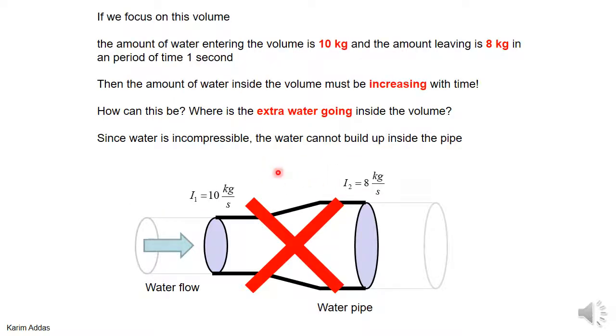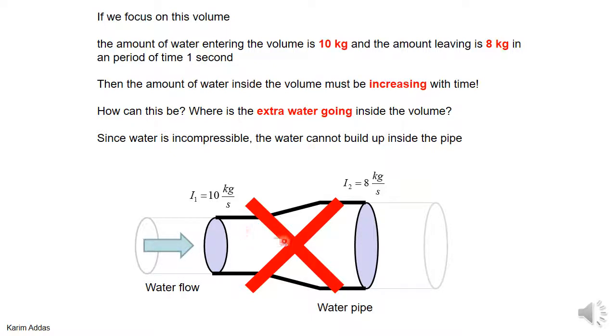Well, if you focus on this volume that is enclosing the pipe plus the 2 areas, the amount of water entering is 10 kilograms and the amount leaving is 8 kilograms in 1 second. That means the amount of water inside the volume is increasing. But how can this happen? Water is incompressible. It's very, very difficult to compress water. So actually, this cannot happen.